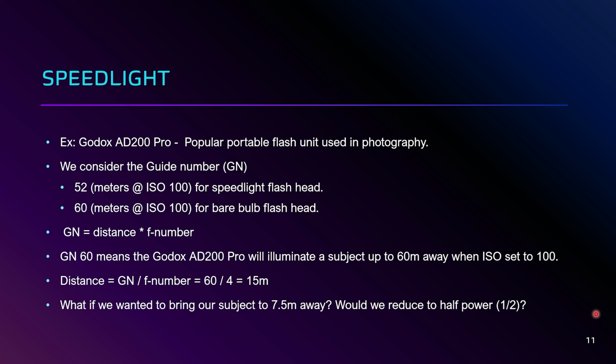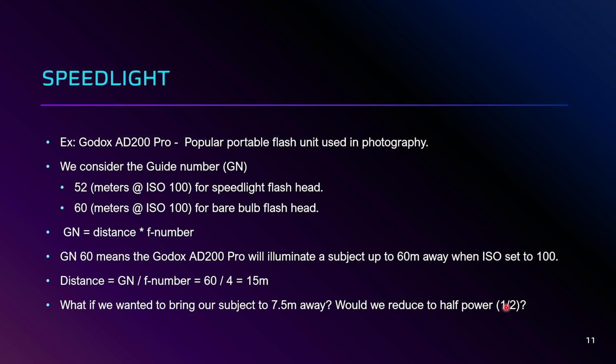So this is a question for our viewers to find. Just comment the answer in the comment box. What if you want to bring our subject to 7.5 meters away? Would we reduce to half power, yes or no? Or what is the equation to calculate the distance based on the half power of the speedlight?